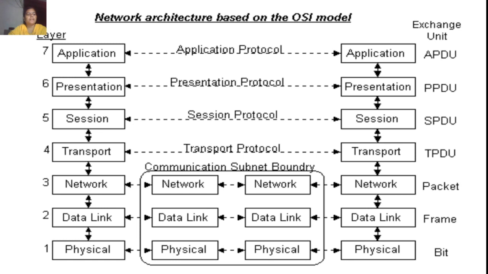OSI model stands for Open System Interconnection, is a reference model for how applications communicate over a network. We will see how the OSI model works. IT professionals use the OSI model to trace how data is sent or received over a network.